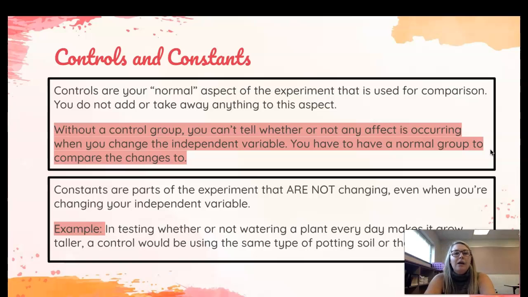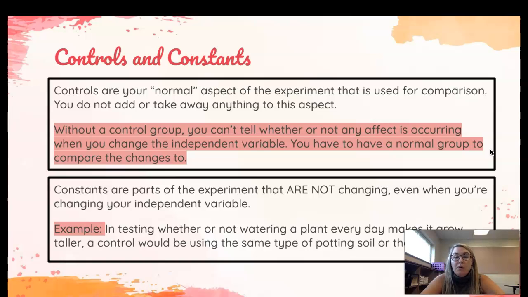Controls and constants, they kind of get used interchangeably because they have one thing in common. They have the whole idea of something staying the same. So controls are your normal aspect of the experiment that you're using for comparison. You always have to have a control group, is what it's called.